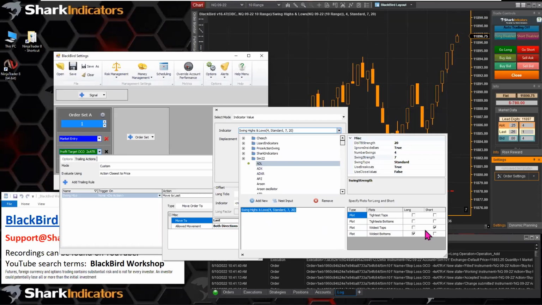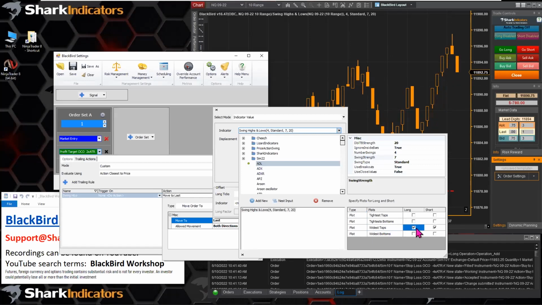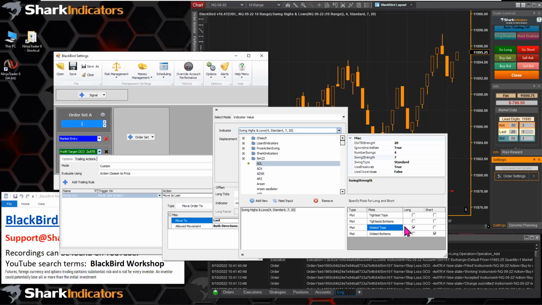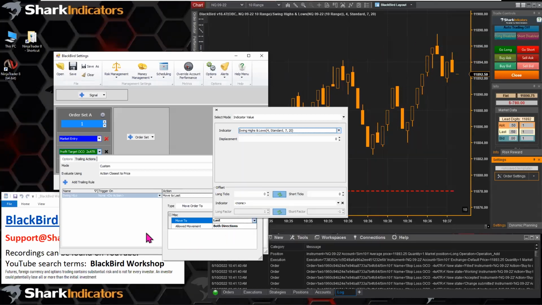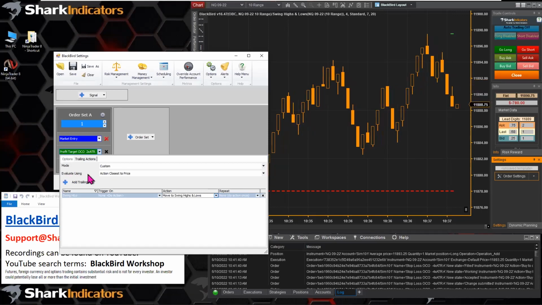But this time, if we're on a long trade, since this is a profit target, we'd want to use the widest tops for a long trade and the widest bottoms for a short trade, right? So we'd want our profit target at the widest tops for a long trade, right? So the swing highs. So there. All right. And again, the evaluate is set to closest to price.